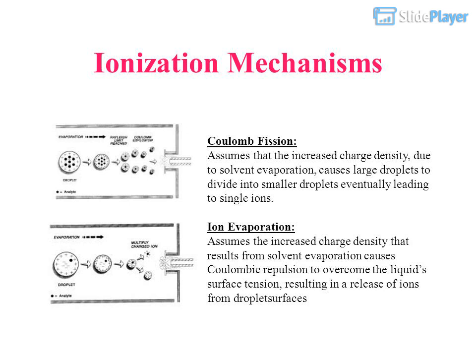Ionization mechanisms. Coulomb fission assumes that the increased charge density, due to solvent evaporation, causes large droplets to divide into smaller droplets, eventually leading to single ions. Ion evaporation assumes the increased charge density that results from solvent evaporation causes Coulombic repulsion to overcome the liquid's surface tension, resulting in a release of ions from droplet surfaces.